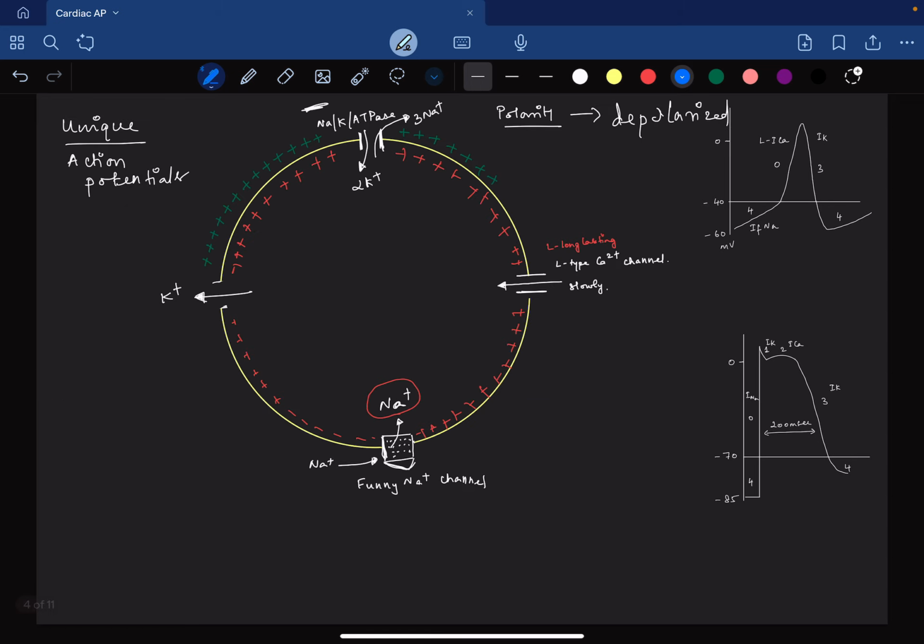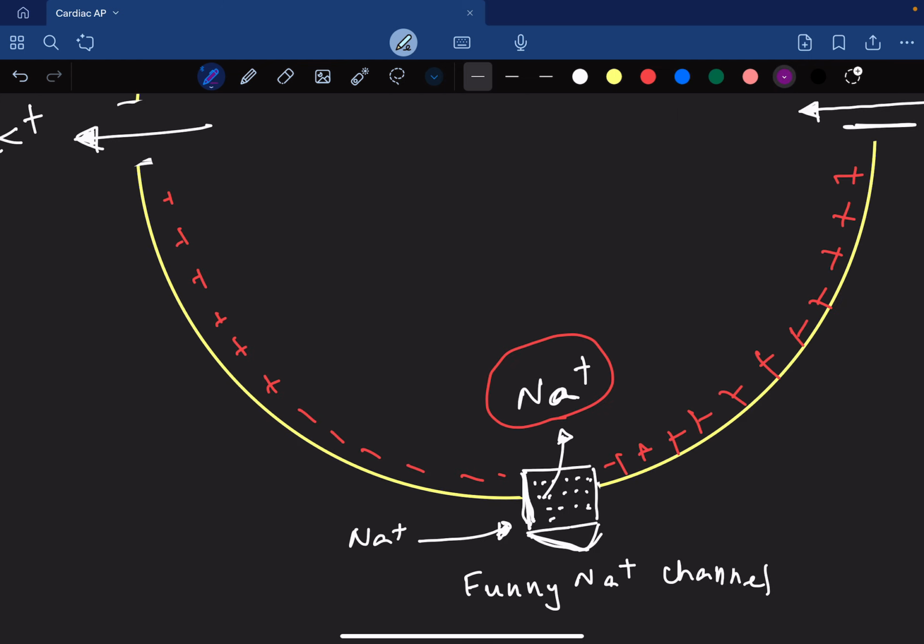I haven't drawn that here, but let's draw that right now. This channel is nothing but another potassium channel. That's what you need to remember. It's just another potassium channel.